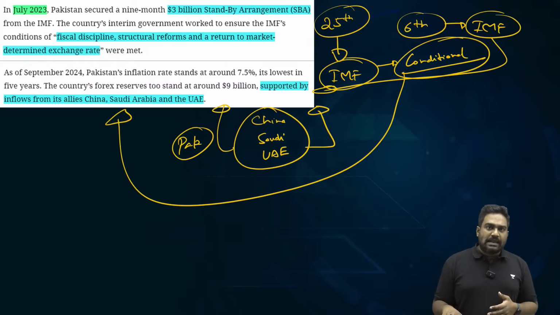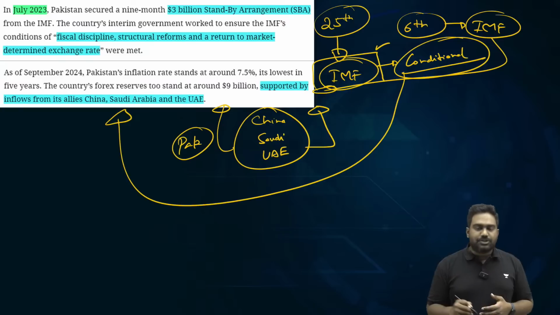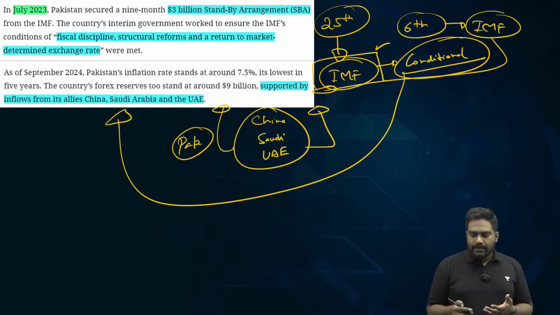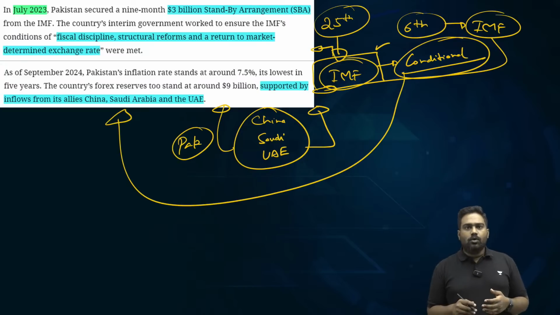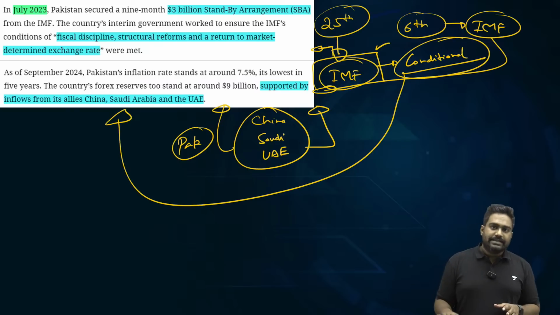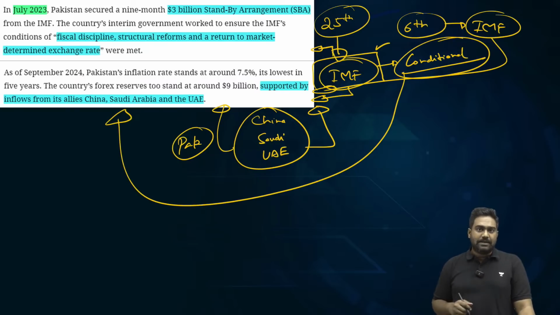The problem with an IMF bailout is that you need to match their conditions. You should ensure that the free market is allowed to flourish. You should not artificially control the foreign exchange rate. You can't artificially support your currency, right? And you can't go against reforms. You can't keep taxes low and keep giving subsidies without generating tax revenue. So such policies which go against the free market are discouraged by the IMF. If the IMF has to give the support, these conditions have to be met.